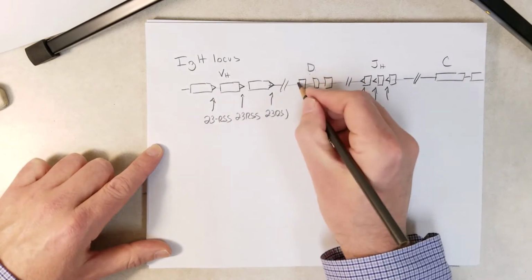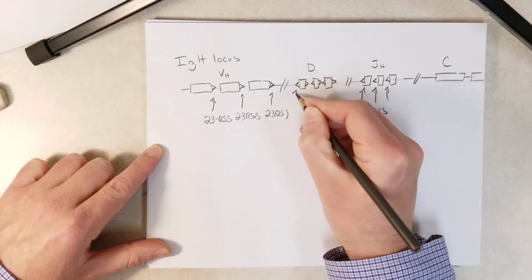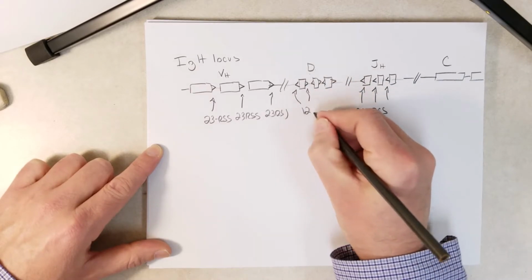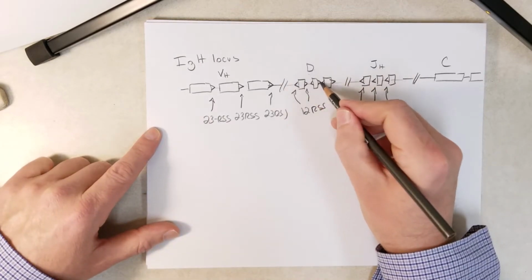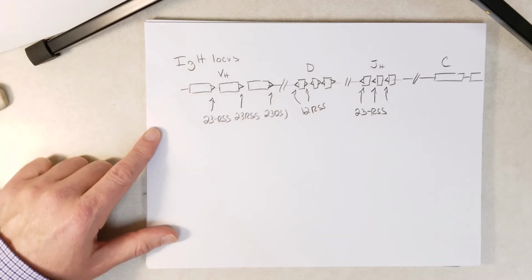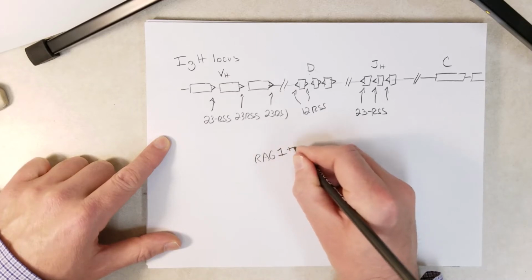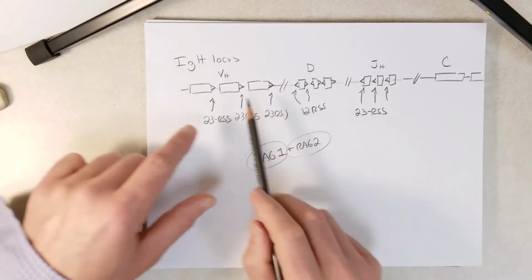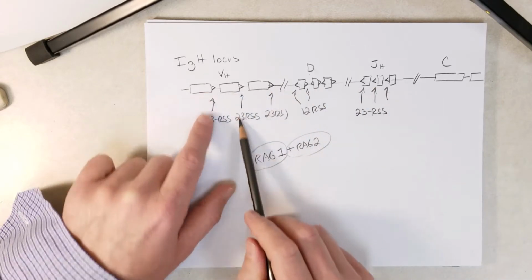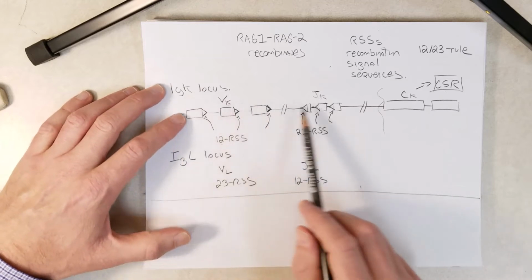The diversity segments are preceded and followed by 12 RSSs. Okay, same thing, 12 RSS here before and after each of the D segments. Now the RAG recombinases, the RAG1 and RAG2 complex, they will choose... it might be easier with IGL or IGK because we don't have to worry about diversities.